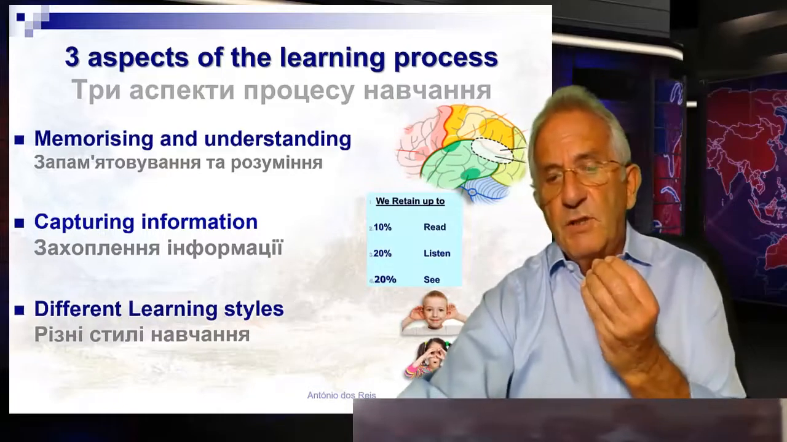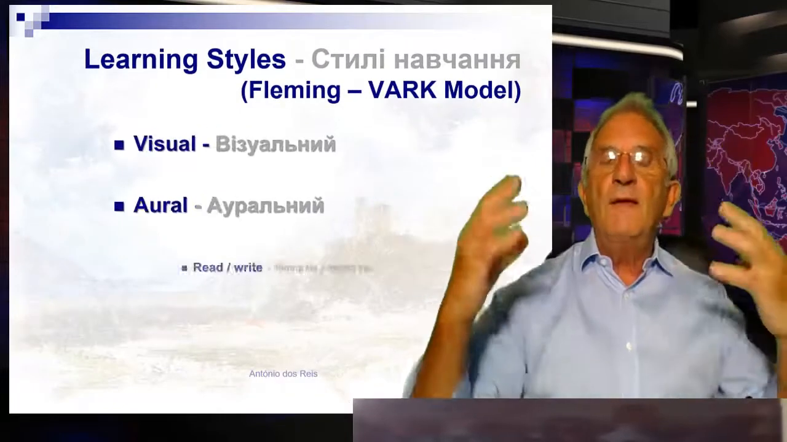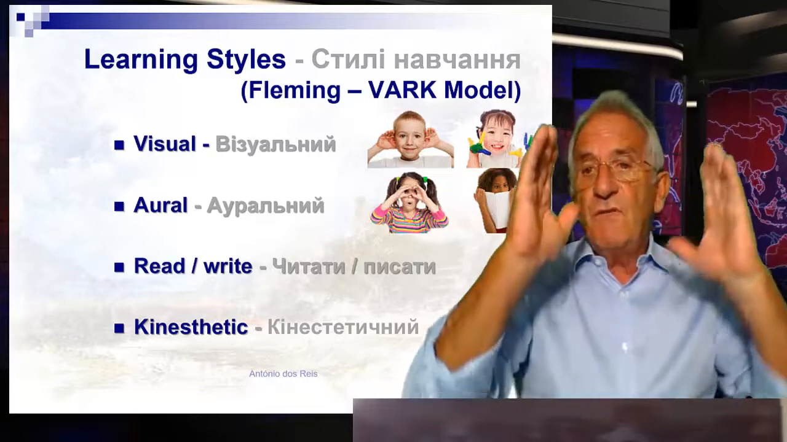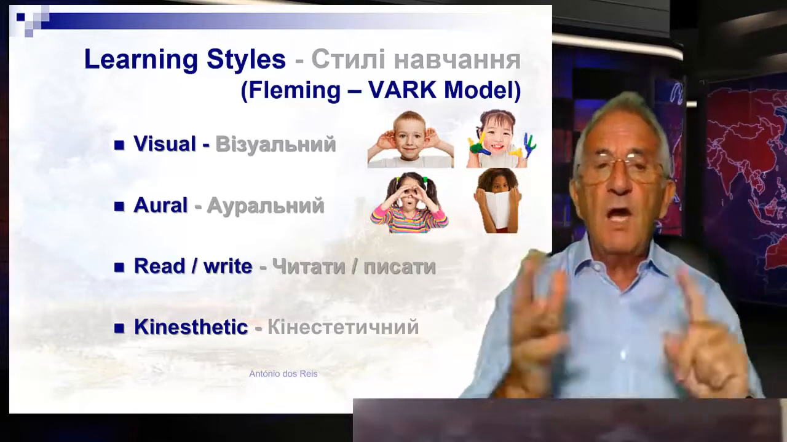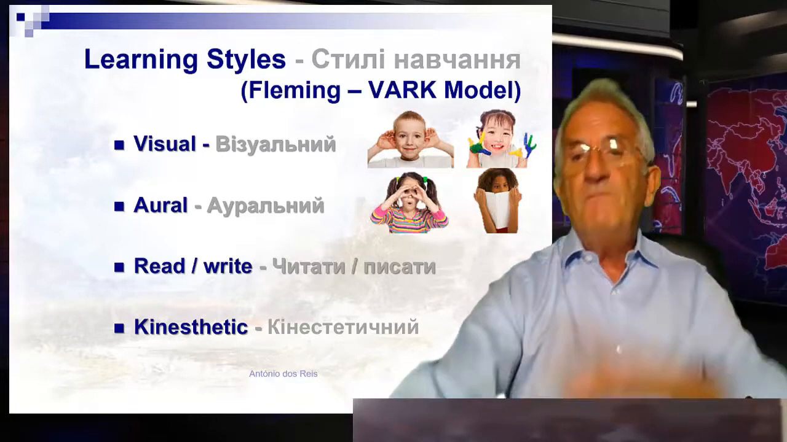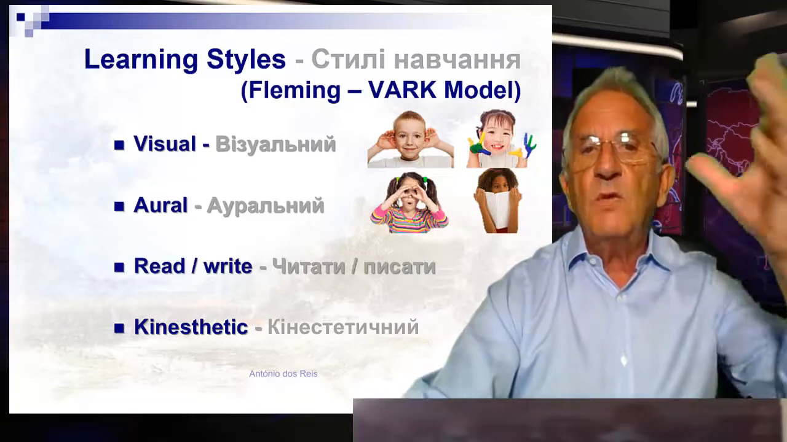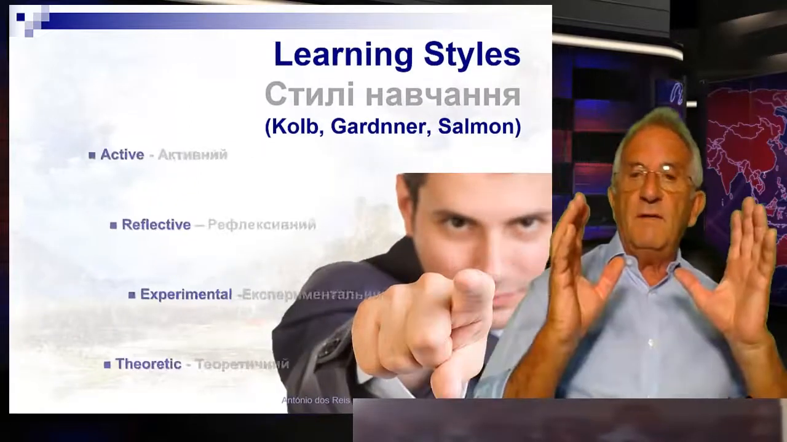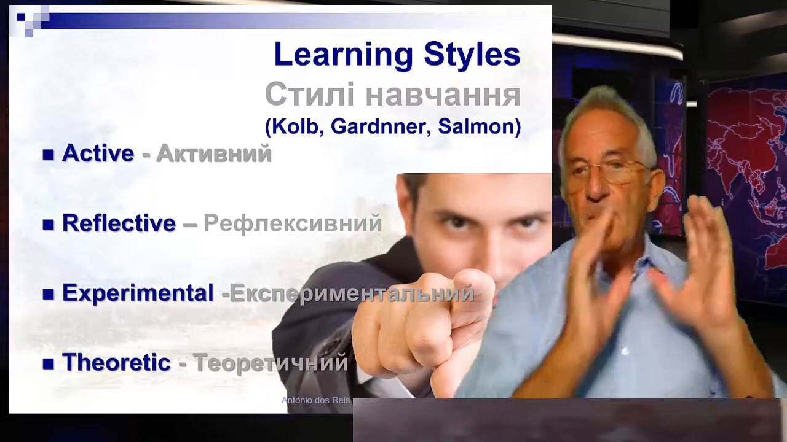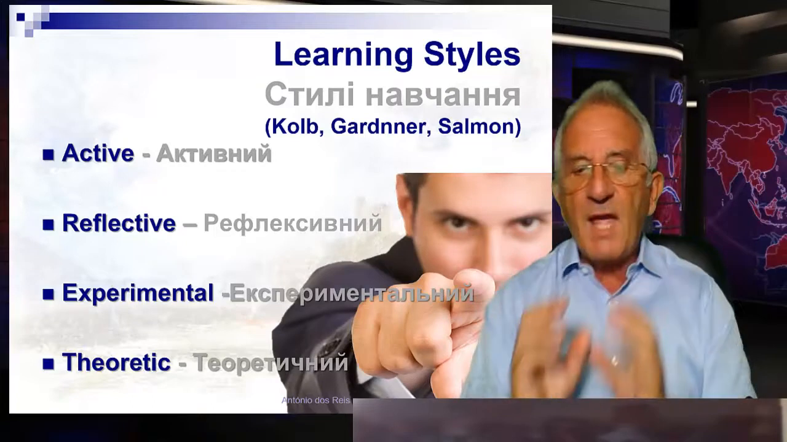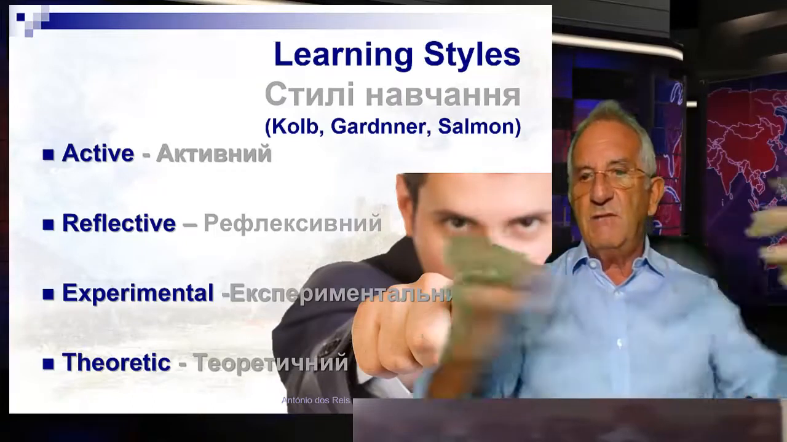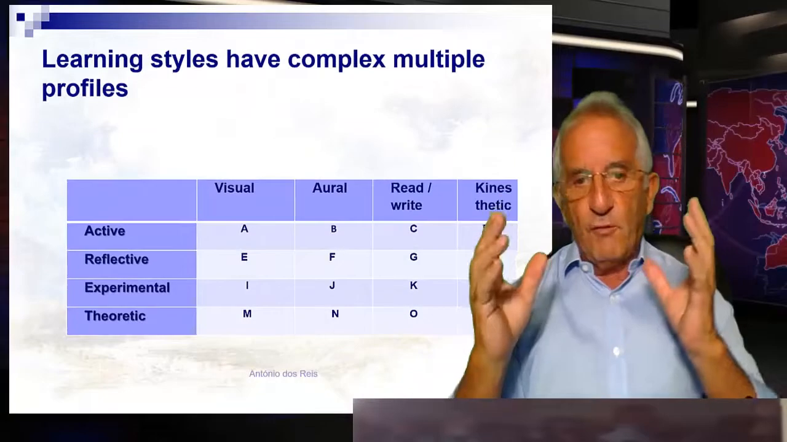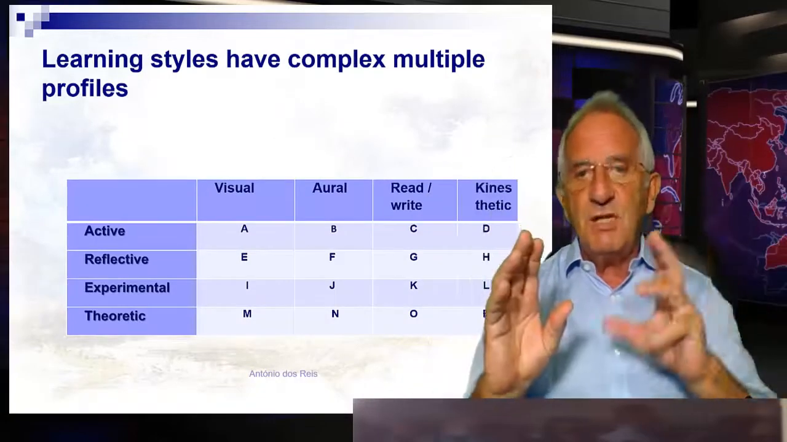But let's return to what are called the learning styles. From Fleming, there are 4 standards: visual, aural, read and write, and kinesthetic. These are the 4 stereotypes that were identified by Fleming, as the work model. But we have another perspective from Kolb, Gardner, and Salmon: we are actives, reflectives, experimental, and theoretics. So it means that there is some contradiction, or that humankind has different perspectives. Not 4, but maybe 16 hybrid profiles.